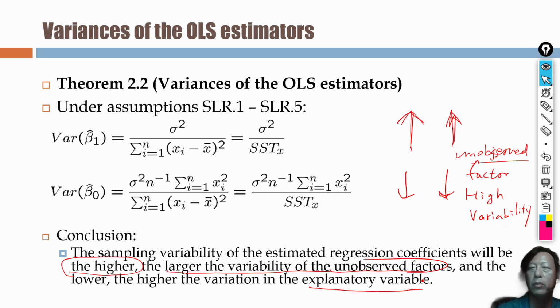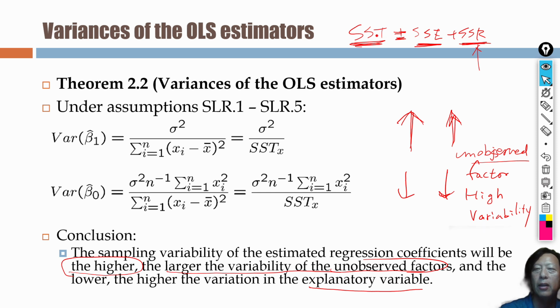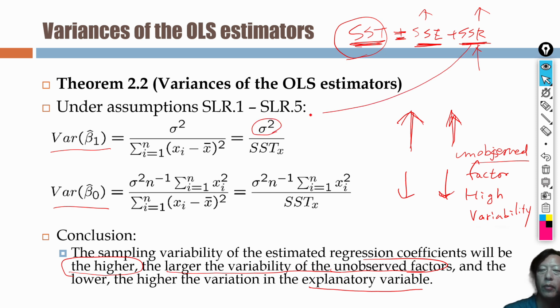Because of the unobserved factor, SST equals SSE plus SSR, right? So this is a kind of unobservable part. This is our model. So we can just compare which one has a higher variability, this one or this one. So we are comparing these variables. Is this part from this one, right?